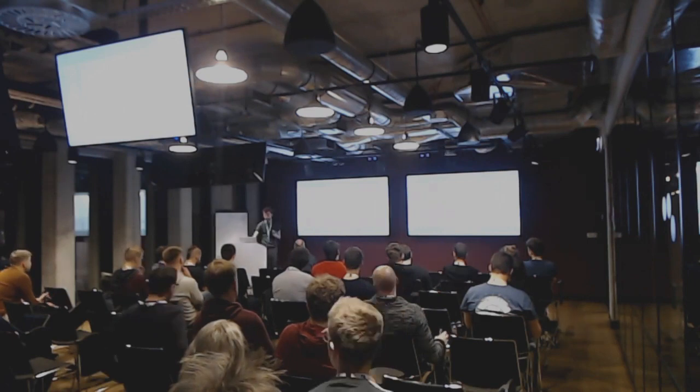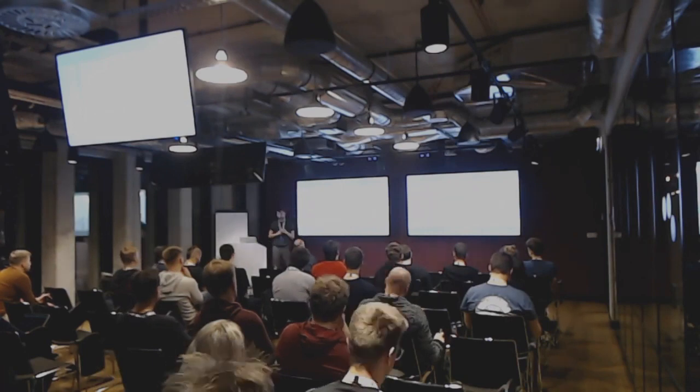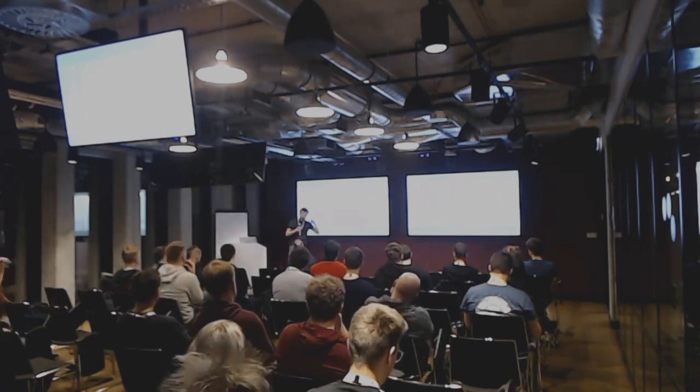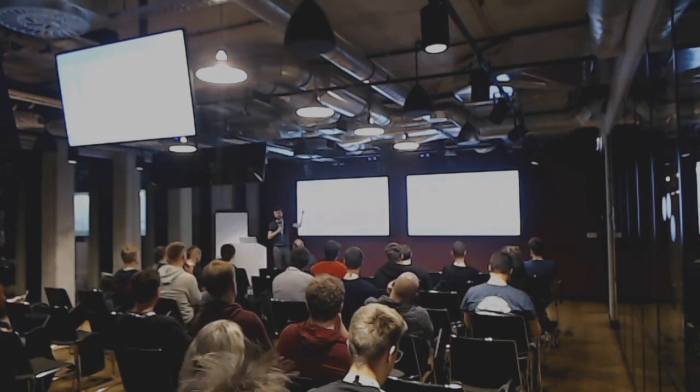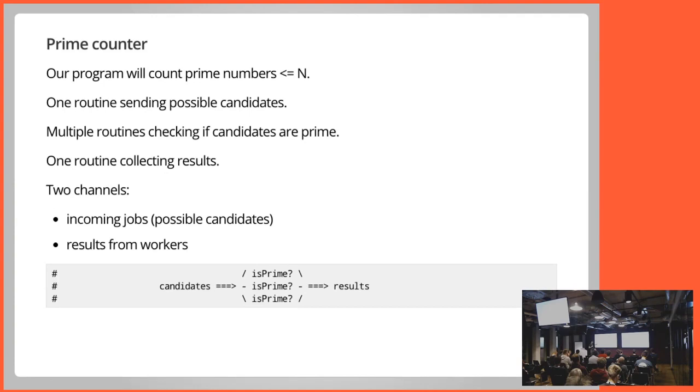So the first one will be counting prime numbers. What we want to do is create a program that is going to count how many prime numbers there are that are less than or equal to number n. We are going to have one routine sending possible candidates, like numbers, to check. We are going to have multiple routines checking if these candidates are prime or not. And then we're going to have one routine collecting all the results from the workers and summing it up.